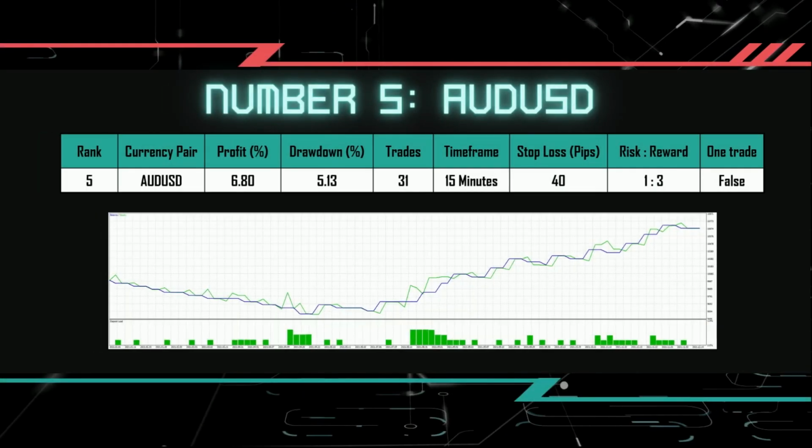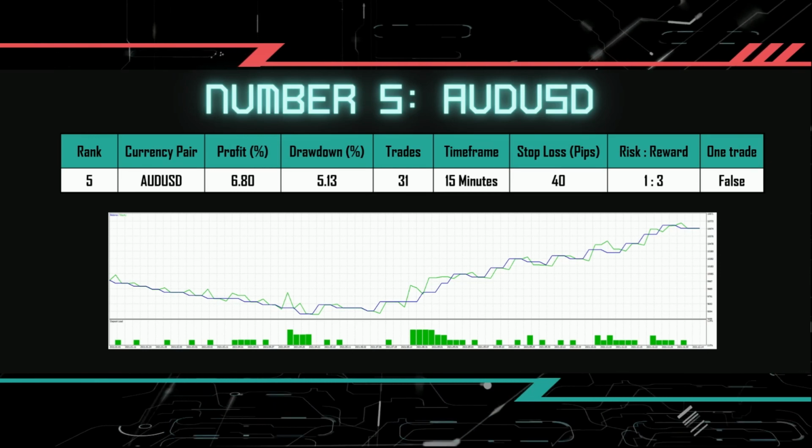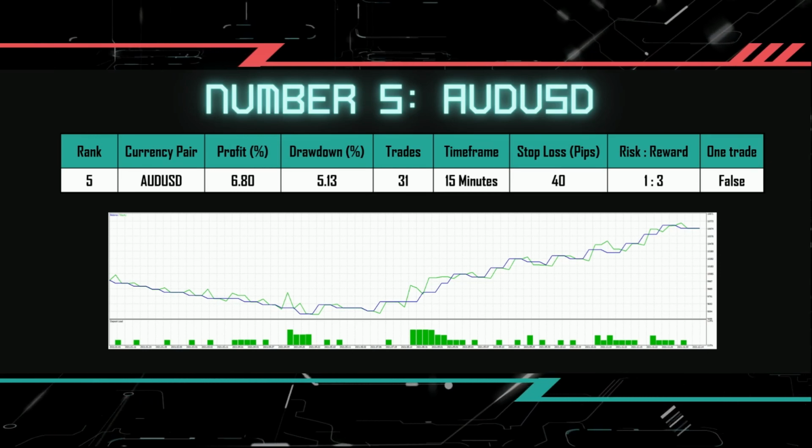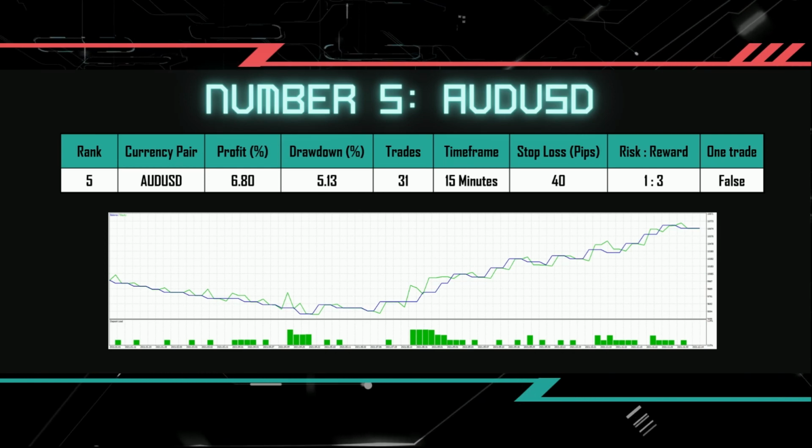We are now in the top 5. At number 5, we have the Australian dollar and US dollar. The drawdown percentage for this pair is slightly higher, however it gives a good 6.8 profit percentage.